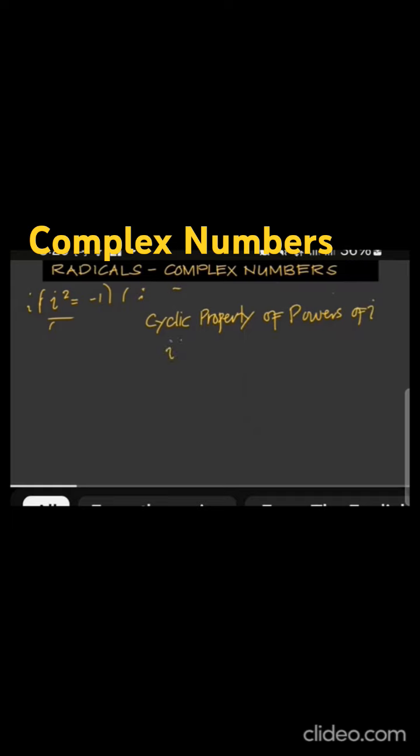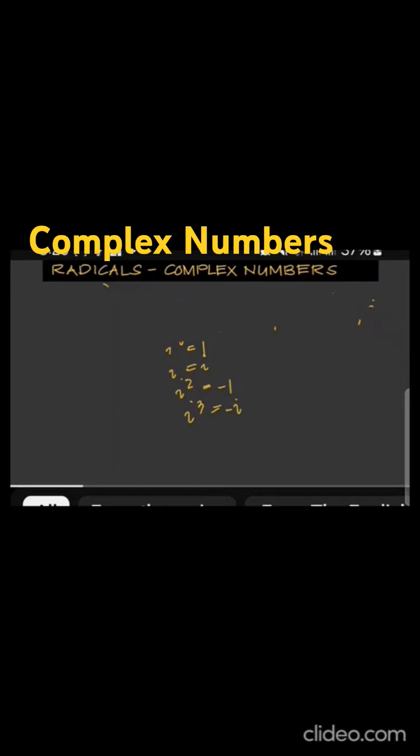So we can write that as i to the 0 is 1. We can start with 1, because any number or any variable raised to the power of 0 is just equal to 1. And then i is just equal to i. Then i squared is just equal to -1. And then i cubed is just equal to -i.